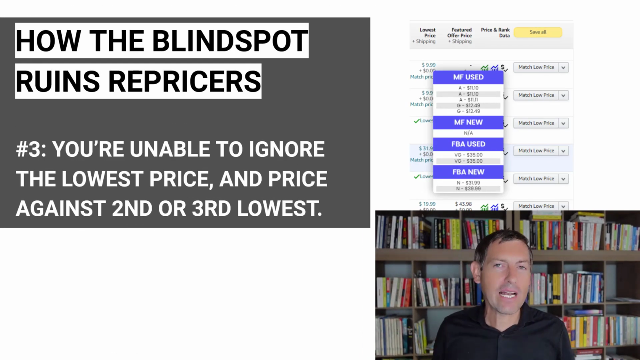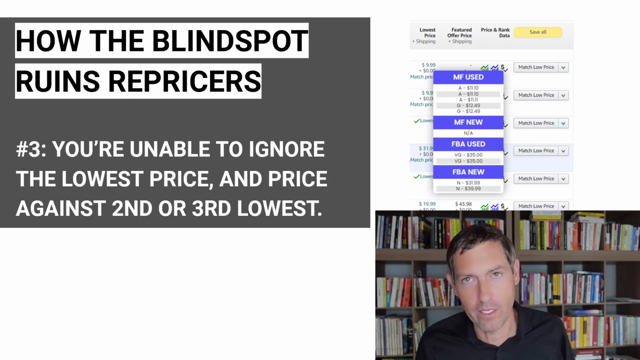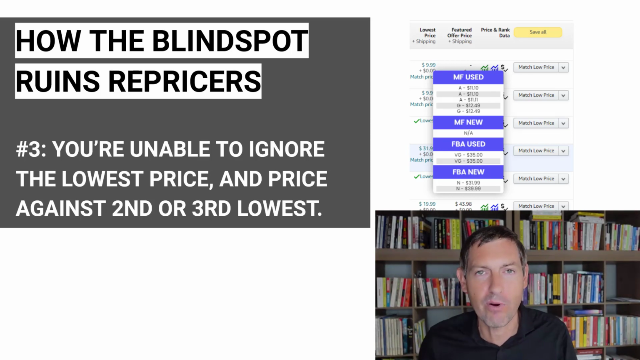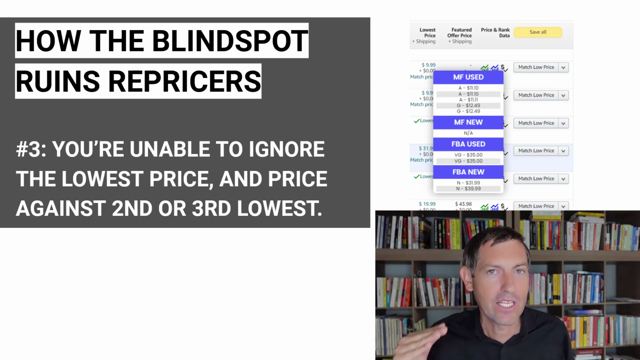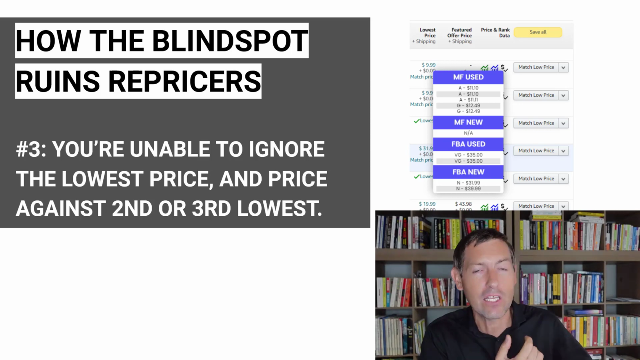Okay, number three, and this is kind of similar to number one, but a little bit different. You are unable to just simply say, hey, repricing tool, I want to ignore the lowest price. I just do not care about the lowest price. Just ignore it. It's impossible. You are chained to the lowest price. The only thing that your current repricing tool can guarantee is that it can see the lowest price. It can't guarantee second or third. It can't guarantee lowest FBA.